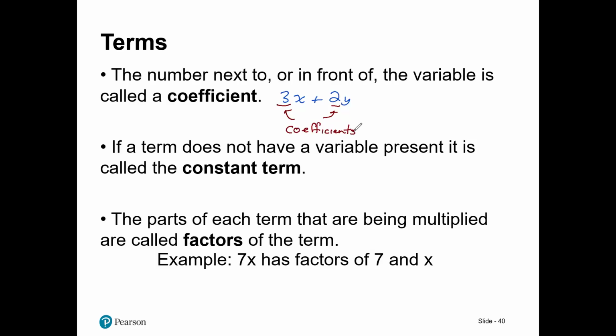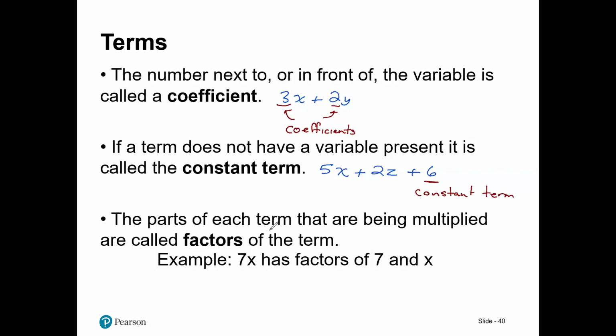If a term does not have a variable present, it's called a constant term. So if I had 5x plus 2z plus 6, the 6 would be the constant term. This is the only one that doesn't have a variable attached to it.